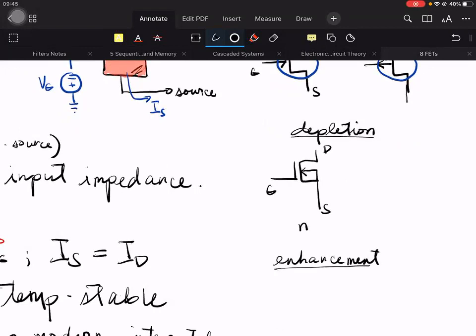For the P channel, it's the depletion MOSFET. So this is the N channel depletion MOSFET. Quite a mouthful. Same for the P-type depletion MOSFET, the arrow just points outward. Gate, source, the drain.